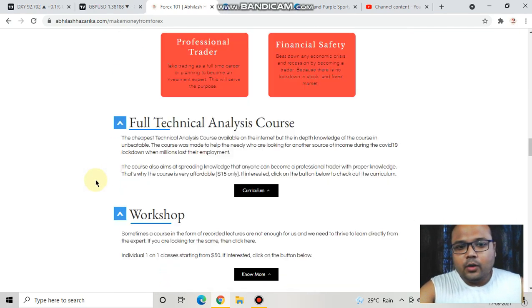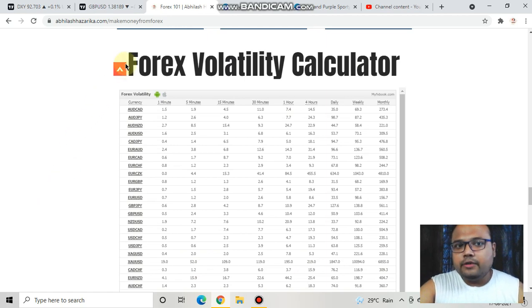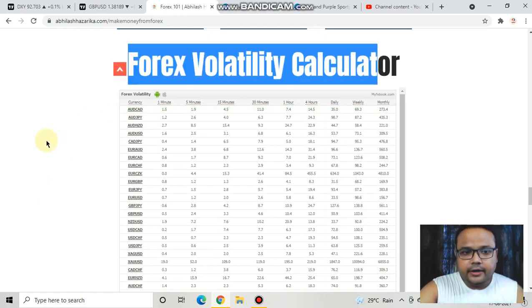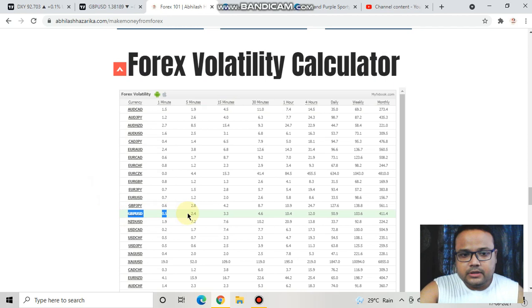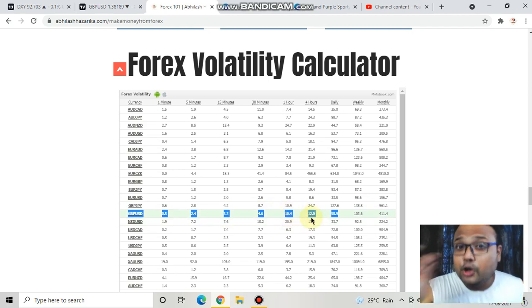Okay, and if you're wondering how much volatility or how much profit you can expect, then you must go to the Forex volatility calculator here and just go to GBP/USD and see. In 15 minutes you can expect a movement of 3.3 pips. In 30 minutes, 4.6 pips. In 1 hour, 10 pips. In 4 hours, 12 pips. So right now there is not much volatility on the chart of GBP/USD.